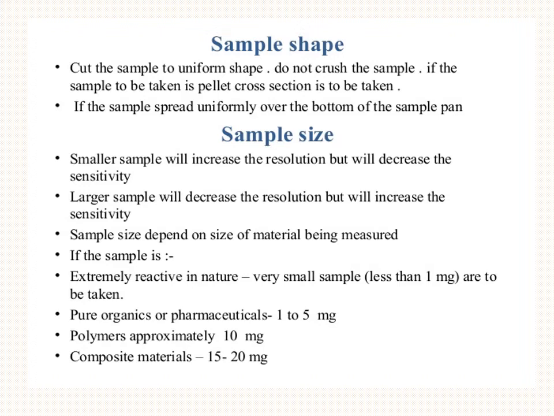And depending upon the size of the material, we are able to measure this by using this DSC. And the reactive nature of the sample is also important. For pure organic or pharmaceutical samples, we can go for 1 to 5 milligrams, and for polymers we can go for 10 milligrams. For composite materials we can go for 15 to 20 milligrams.